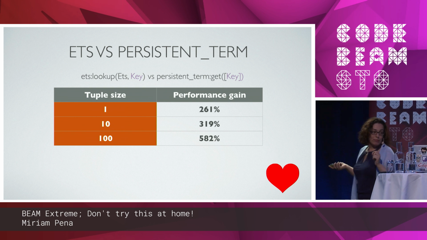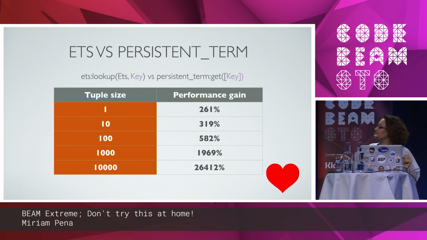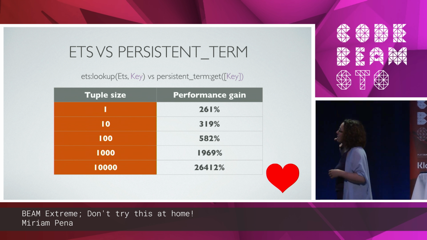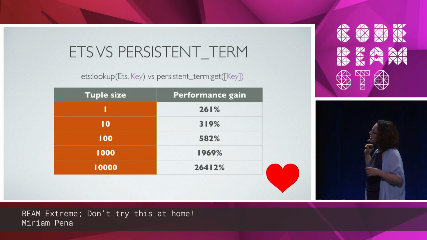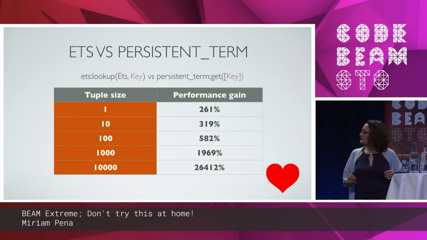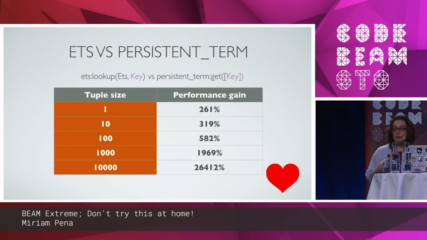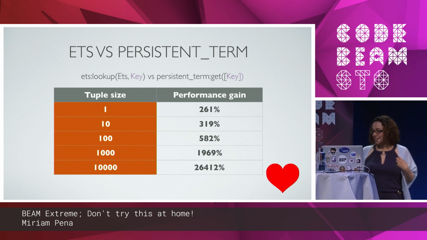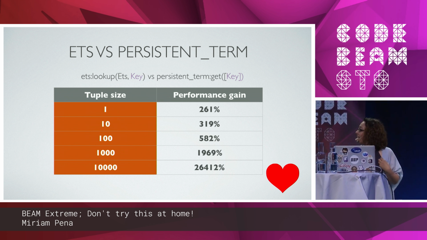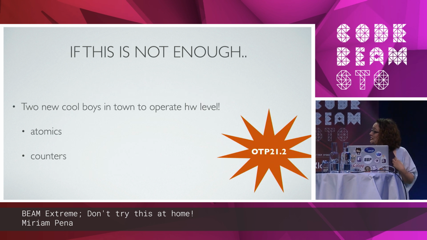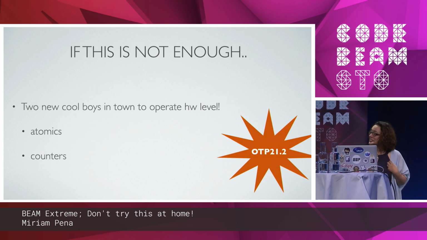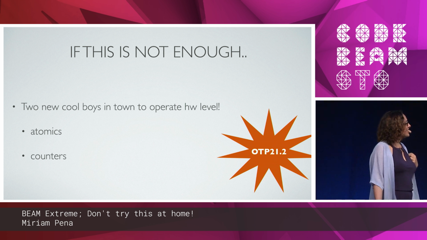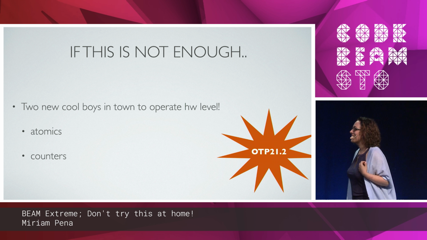But as it goes up, it's way faster. You get 264 persistent term lookups at the same price as one ETS lookup. Super interesting. And if this is not enough, we have two new cool boys in town that operate at the hardware level as well, since 21.2. I was so excited when Lucas told me about this.